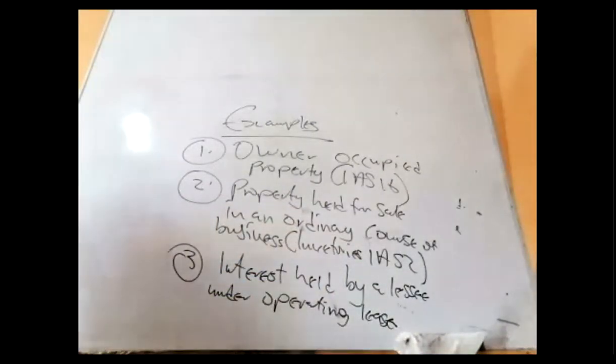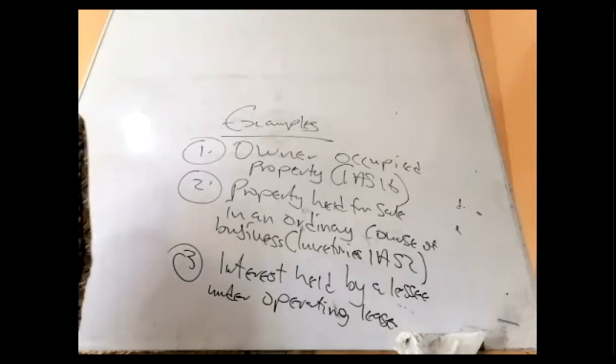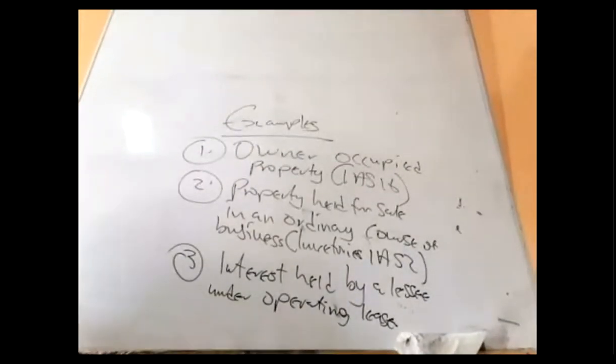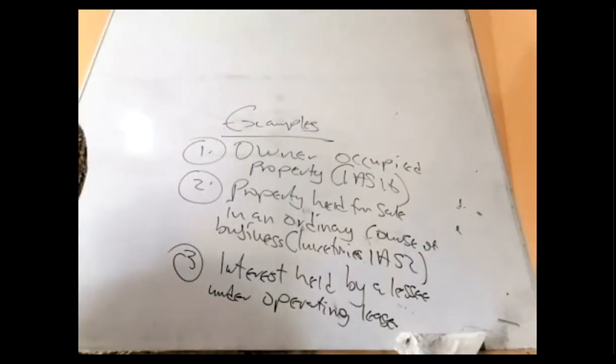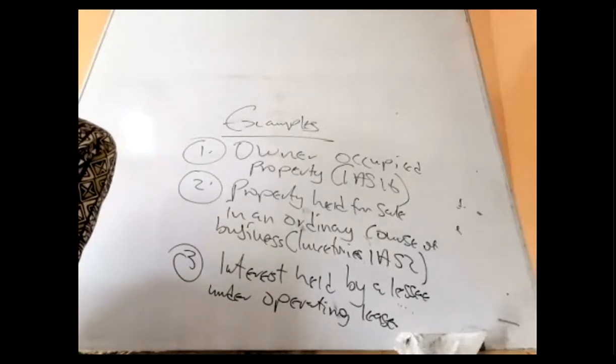Okay, so basically, another one: forests, regenerative natural resources. Like forests. Then biological assets relating to agriculture. And then mineral rights and mineral reserves. All these are not examples of investment property.